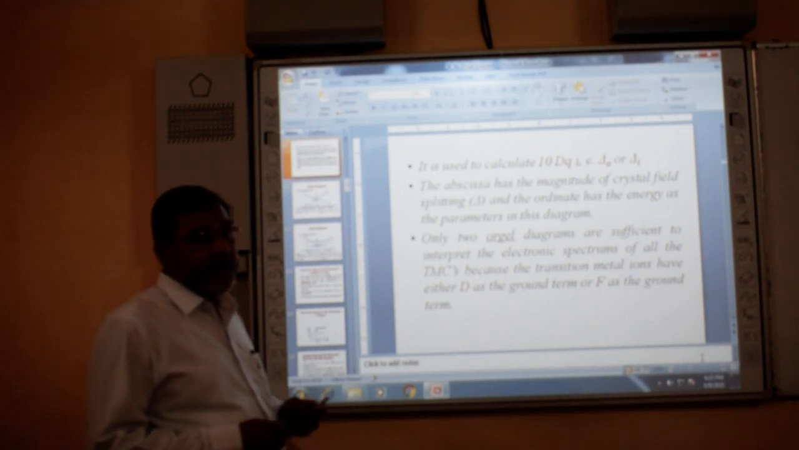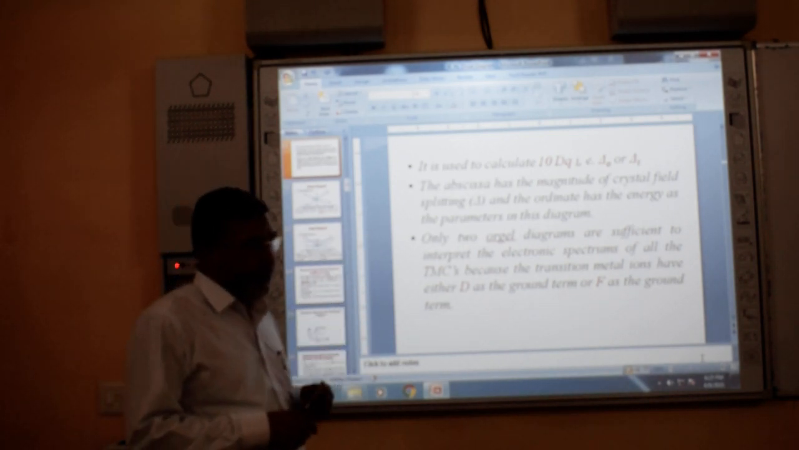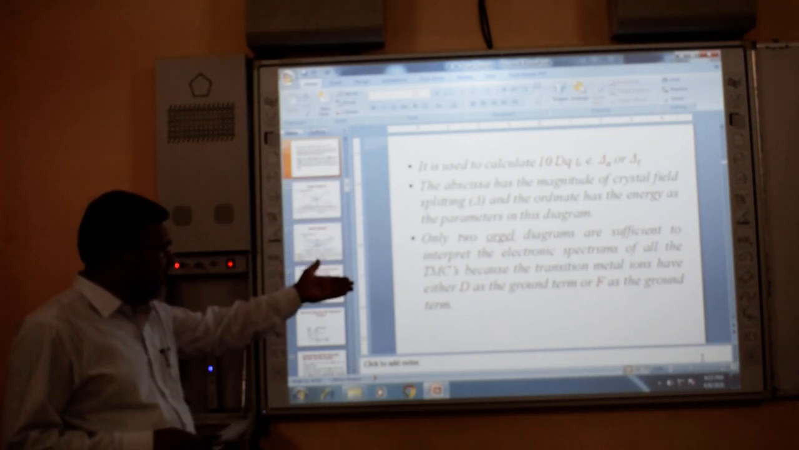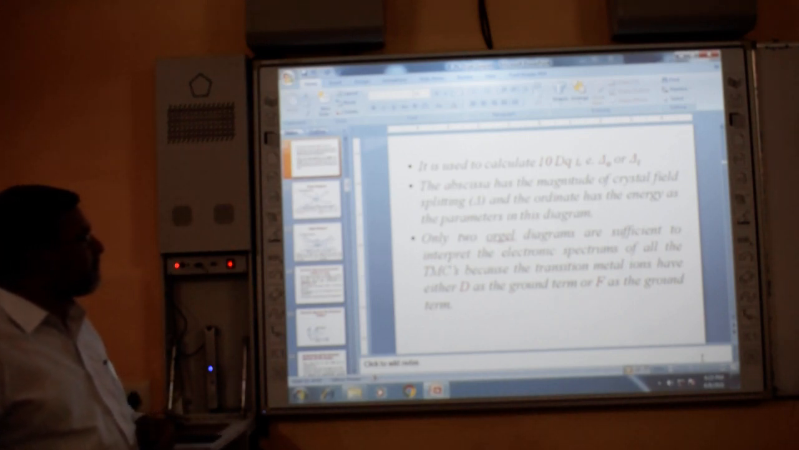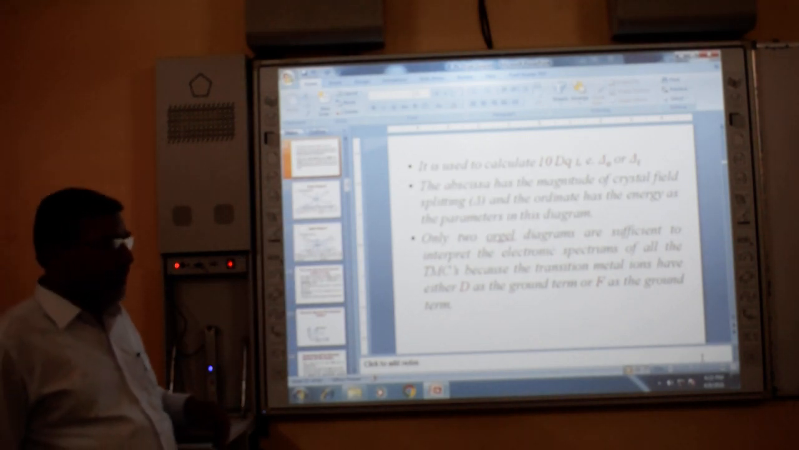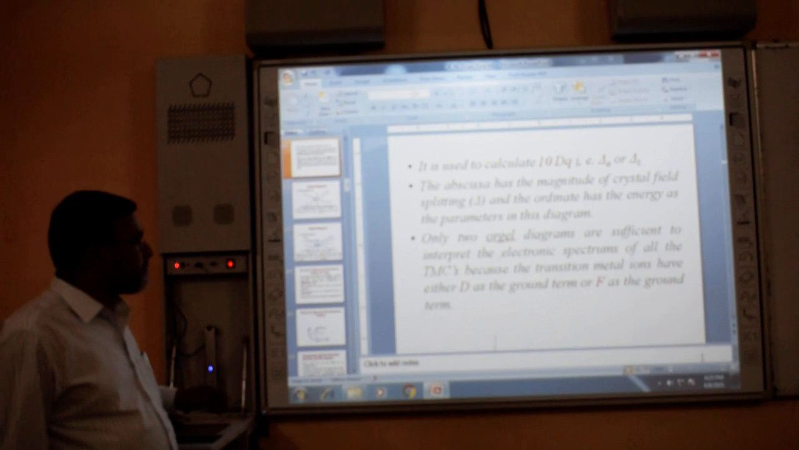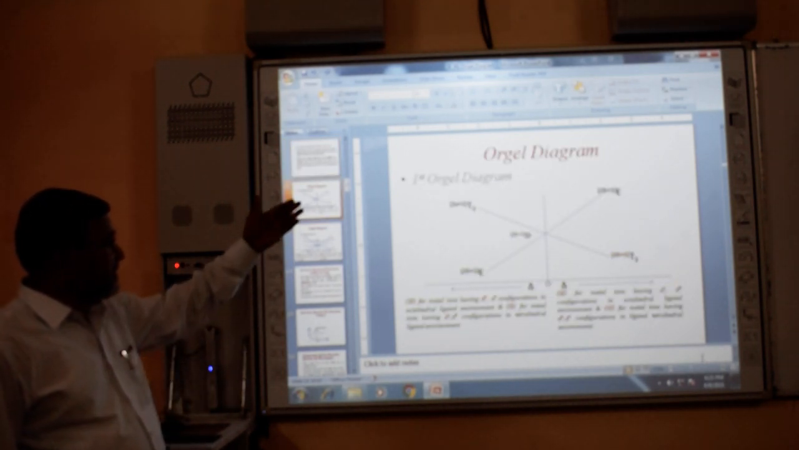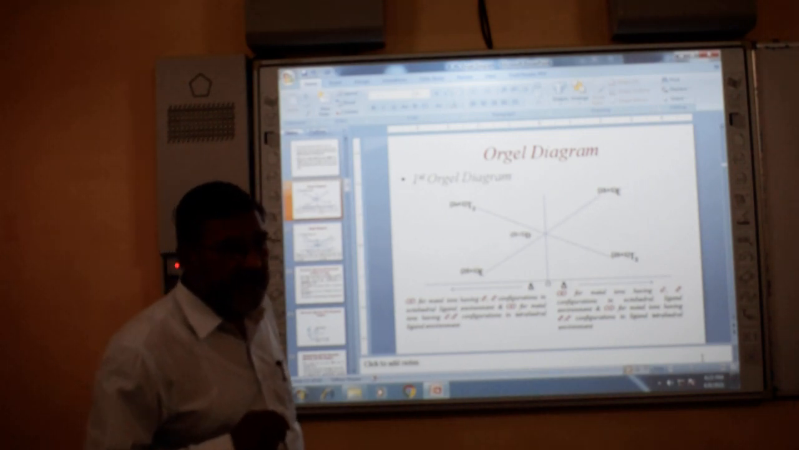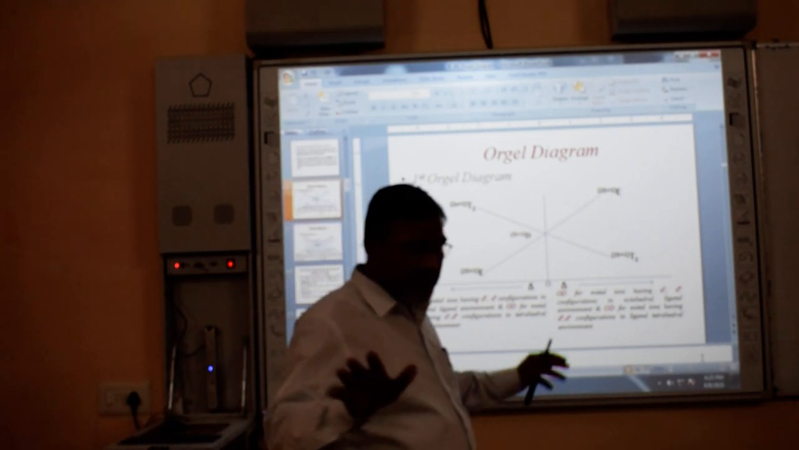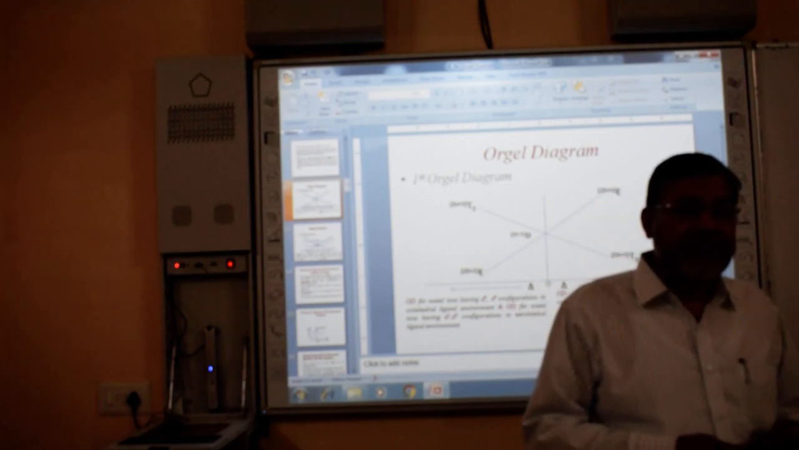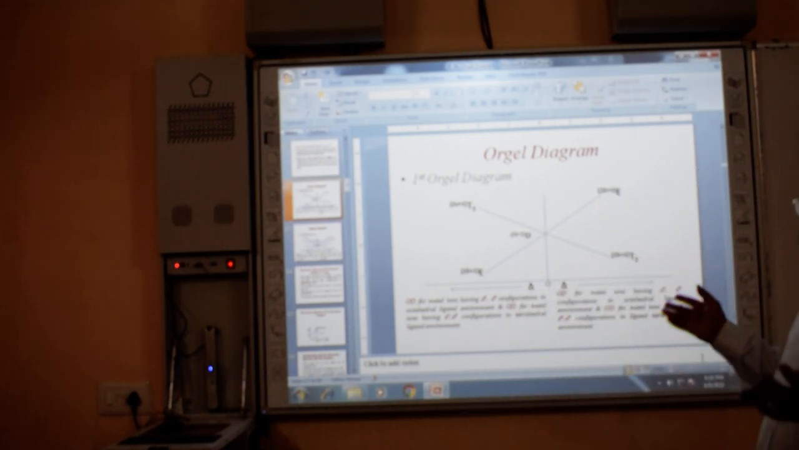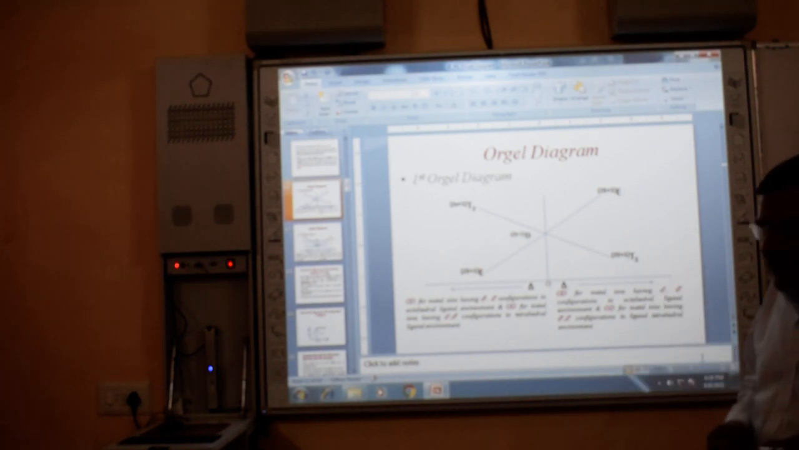This Orgel diagram is used to calculate 10 Dq. This is the characteristic of our Orgel diagram. You can see here. There are two Orgel diagrams actually which are needed to interpret the electronic spectra of all the tetrahedral and octahedral transition metal complexes.